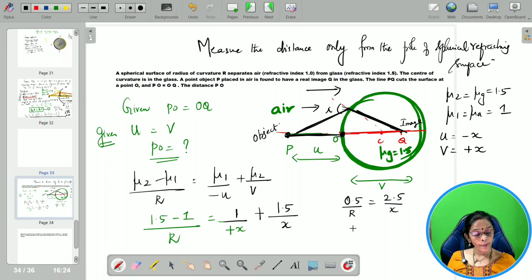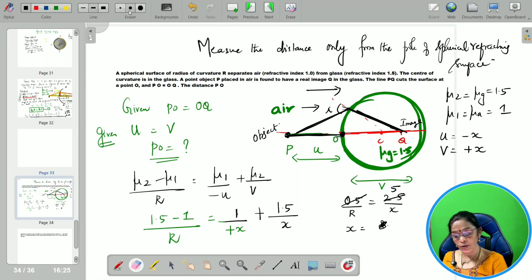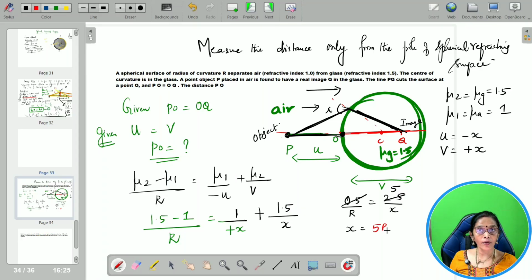So therefore x is equal to 2.5 divided by 0.5, so that is equal to 5 times R. So therefore I can write this as x is equal to 5R. So this is how you need to do this question.